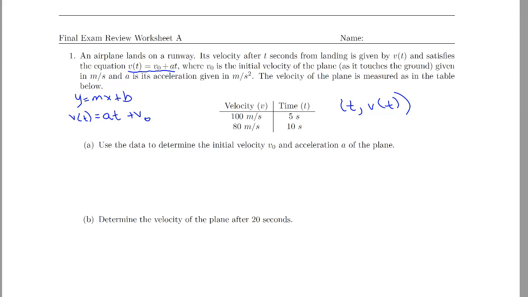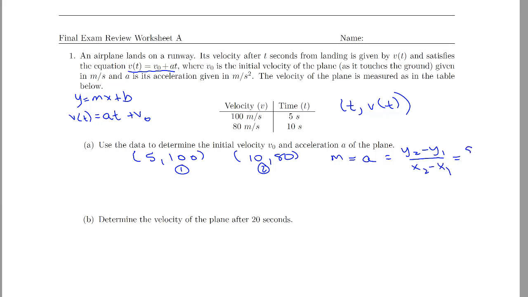We have these 2 points, and I want to make an equation. It says use the data to determine the initial velocity. How do I make an equation? I have 2 points. I have a point 5, 100, and a second point 10, 80. And my slope, which is the same as my acceleration, because we just talked about y, is equal to y2 minus y1 over x2 minus x1. I'll just call this point 1 and this point 2. It doesn't matter. You can label them the opposite way.